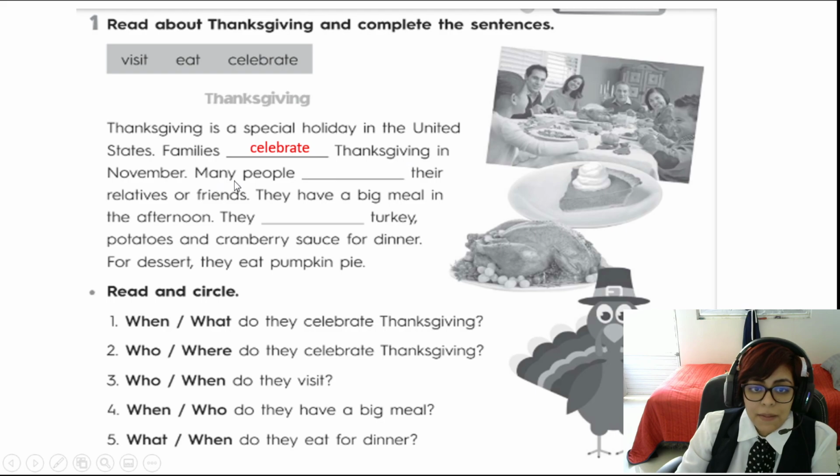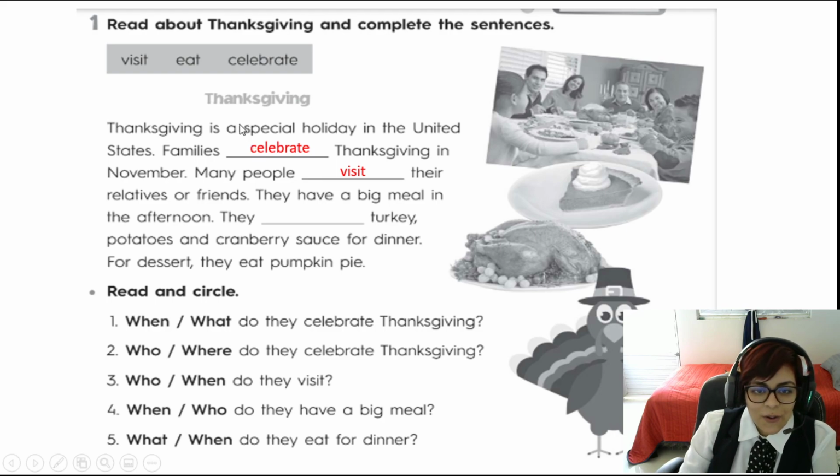Then, many people visit their relatives or friends, or many people eat their relatives or friends. What do they do? They visit. Very good, because they can't eat them. Imagine that. They eat their relatives in Thanksgiving? No.